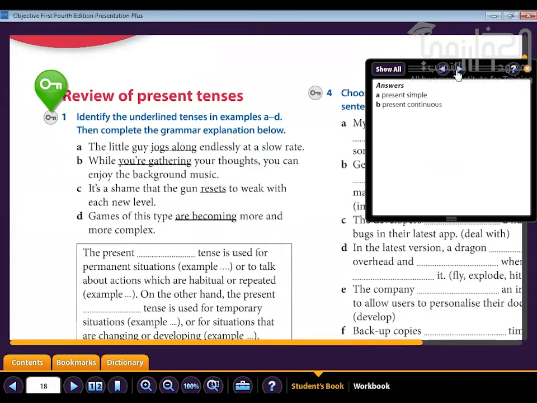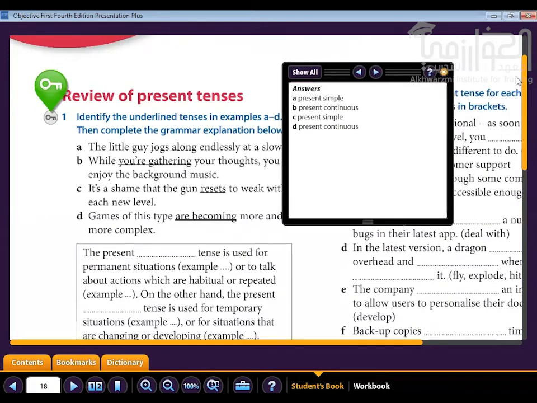So this is present continuous. We have is or are with verb plus ing. So this is you are gathering. And then we have C, and it's the present simple again, and then D, are becoming. You can see this is also the present continuous once again. So we have the present continuous.